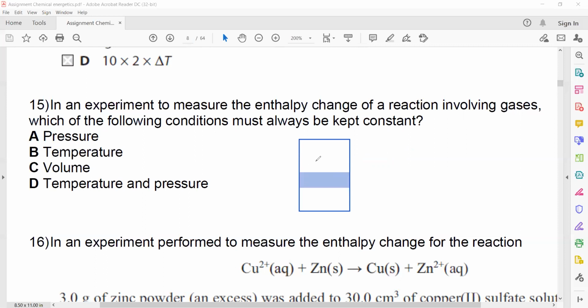So how do we keep the pressure constant? By keeping the same or a constant force, for example a 10 newton force on a unit area. So when the reaction occurs, if it's an exothermic reaction, it will release energy. The temperature increases, so the volume will also increase, but the pressure is kept constant. If you try to keep the volume constant, then you have to increase the pressure.